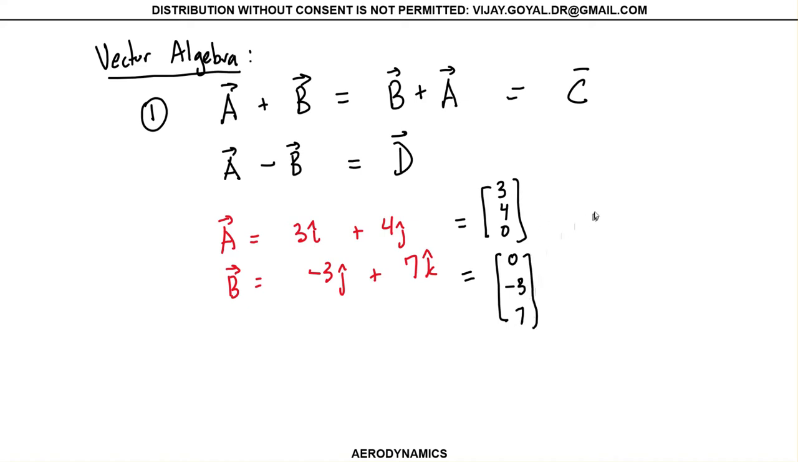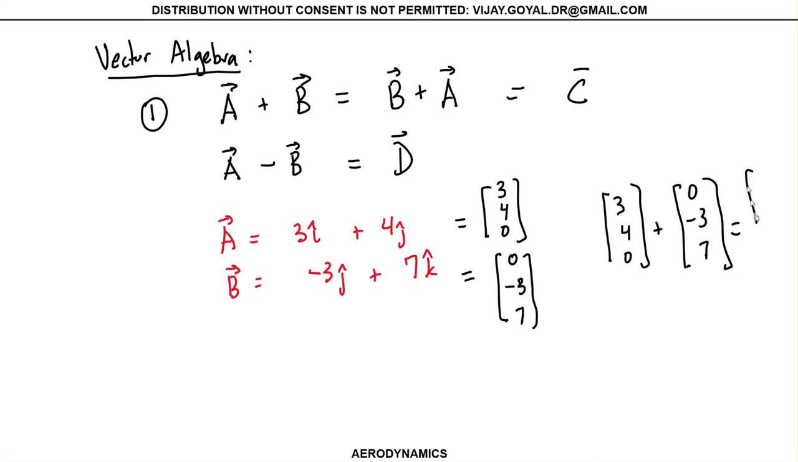So when I add these vectors, I'm adding each one of the components of the vector. So this will give you 3 plus 0 is 3, 4 plus negative 3 gives you 1, 0 plus 7 gives you 7. So that means that your new vector here is 3 times i plus j plus 7 times k. That would be the summation of the vectors.